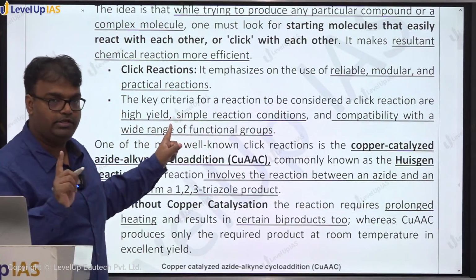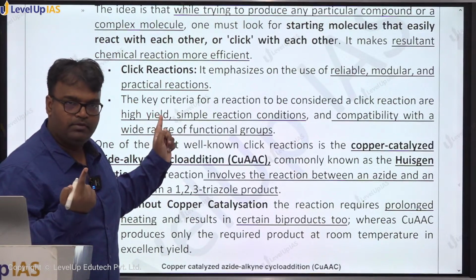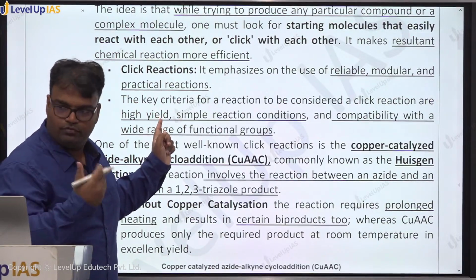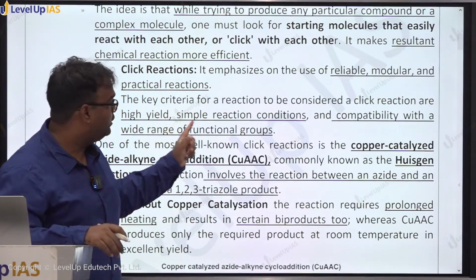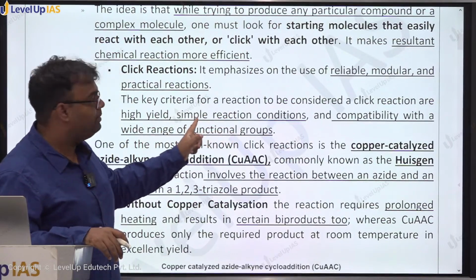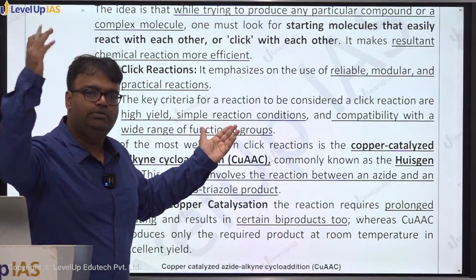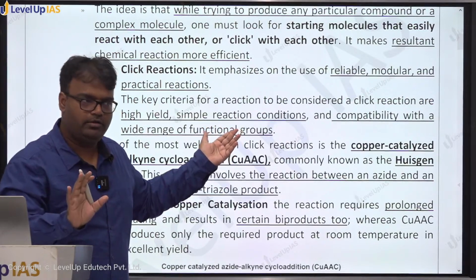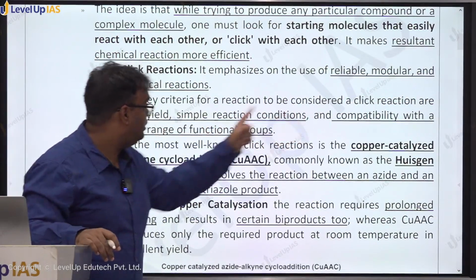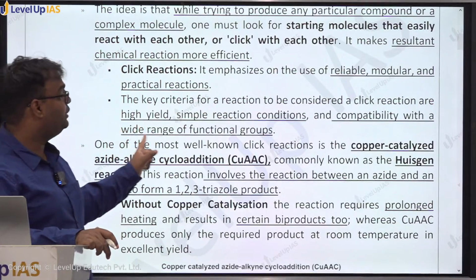Now what they are trying to say here is high yield, we understand, efficiency is high, per unit of energy used the output would be higher. Simple reaction condition also we understand, extreme high temperature, those kind of things would not be required in click reaction. Compatibility with a wide range of functional groups.